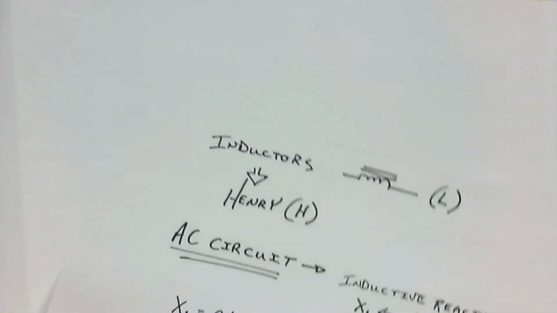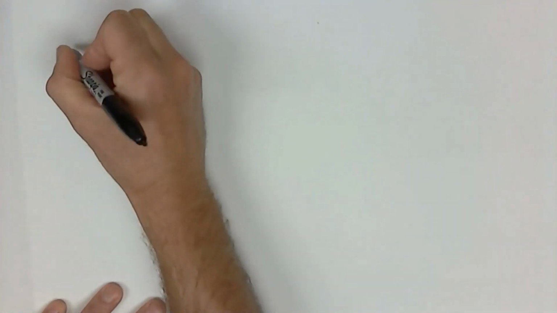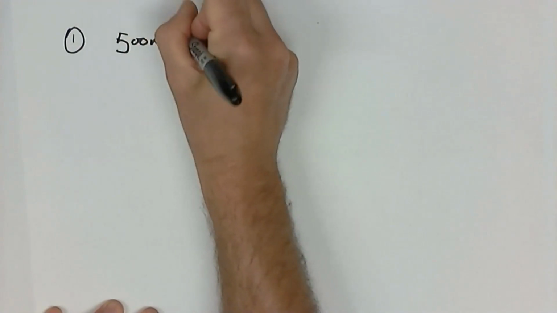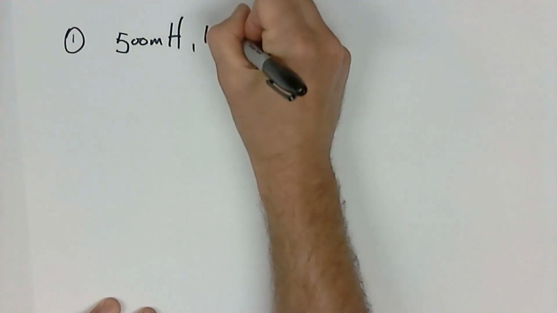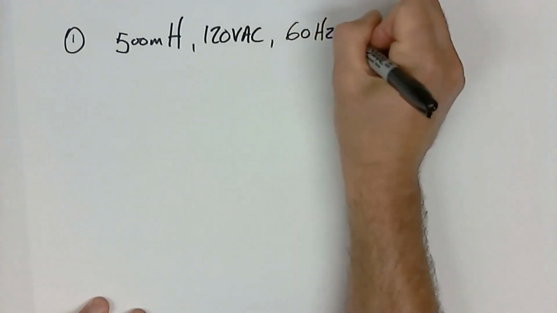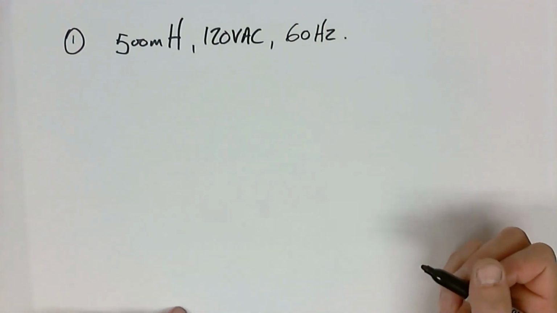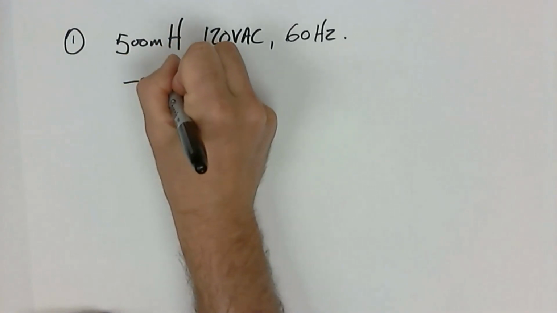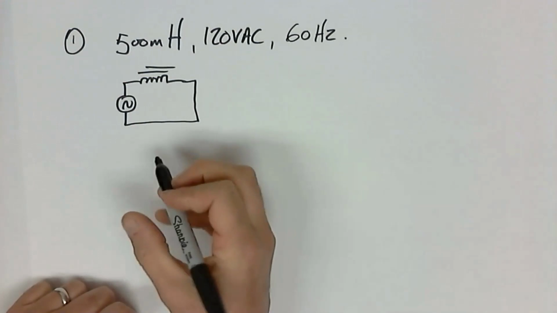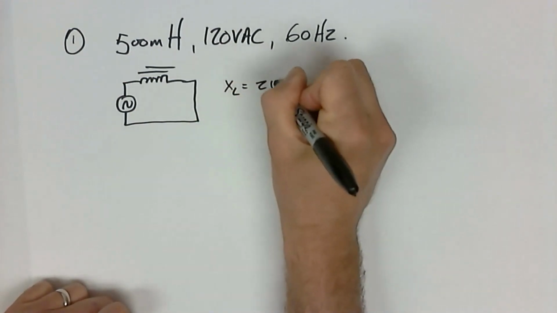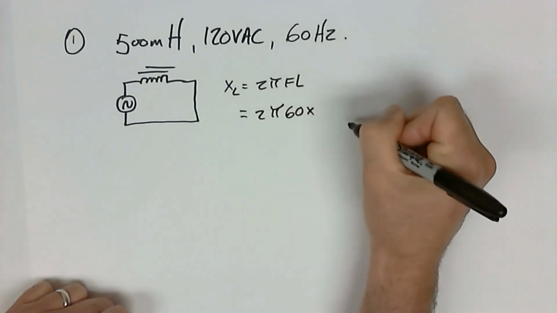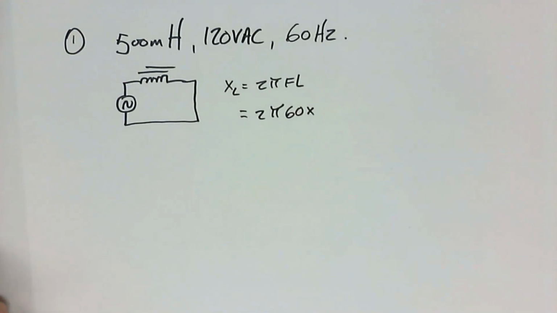So let's take an example of an inductor in an AC circuit. Let's say we have, I don't know, a 500 millihenry inductor and a 120 volt AC circuit, and it's going to be 60 hertz. Well, I can calculate the XL of this circuit. There's my inductor connected to AC and back. XL is equal to 2 pi F L, which is 2 times pi 3.14 times 60 times 500 millihenries. And 500 millihenries would be equal to 0.5.